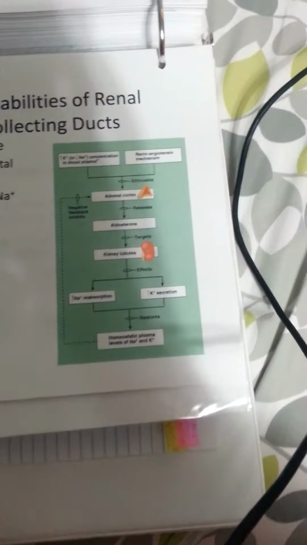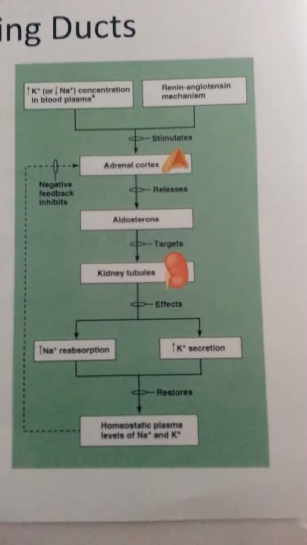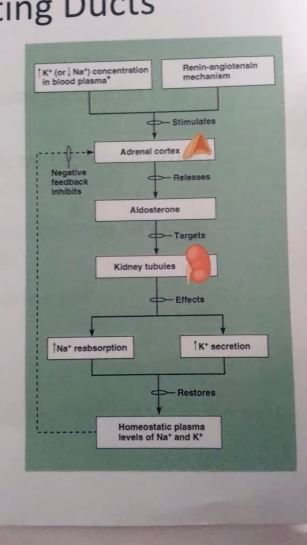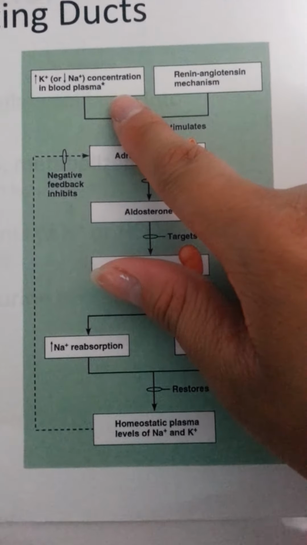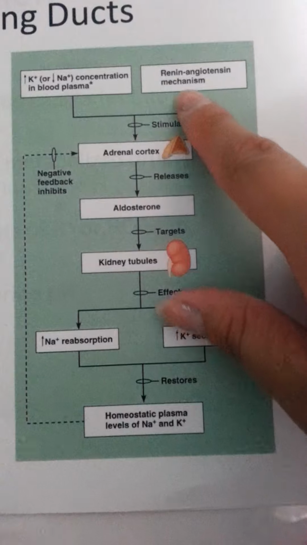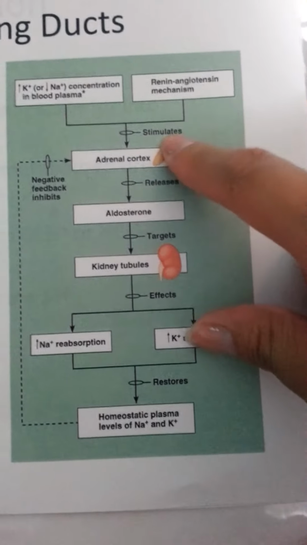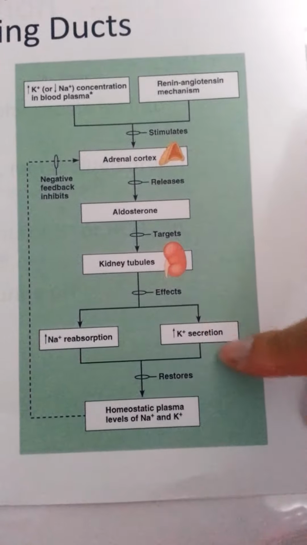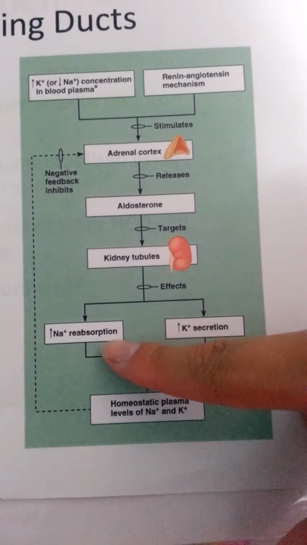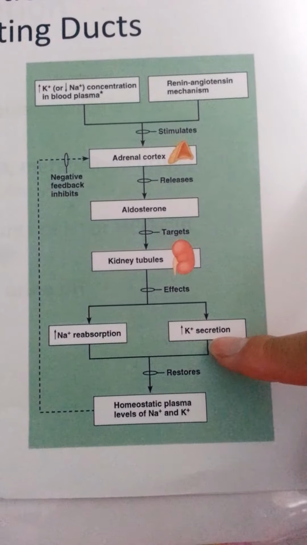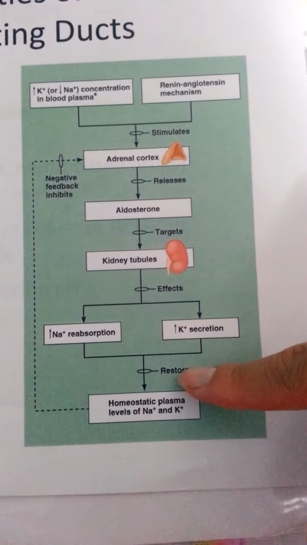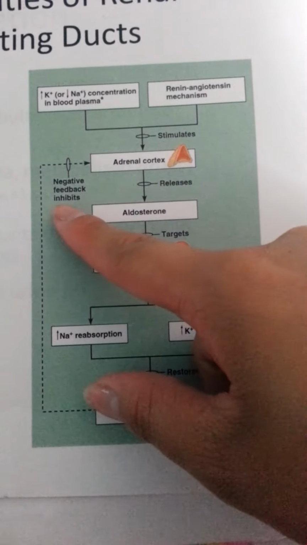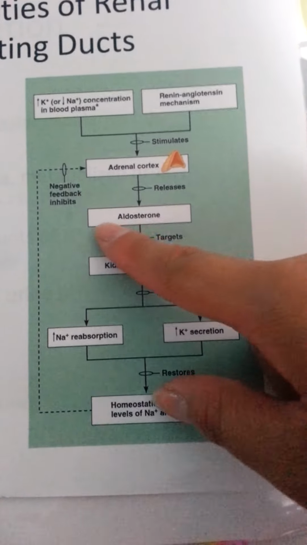And here's a quick little diagram of it. Let me zoom up here and focus it for you. There we go. Okay. Now we have increased potassium or decreased sodium concentration in blood plasma. Now that's in the renin-angiotensin mechanism, of course. That stimulates the adrenal cortex to release aldosterone, right? Aldosterone targets the kidney tubules, and the effects are increased sodium reabsorption and increased potassium secretion. That restores homeostatic plasma levels of sodium and potassium. Alright, now that sends a negative feedback to inhibit the adrenal cortex to stop releasing aldosterone.